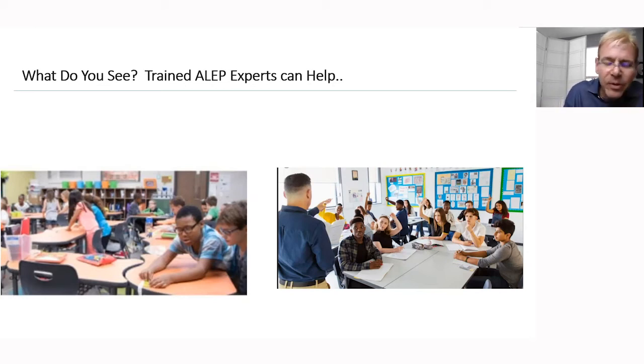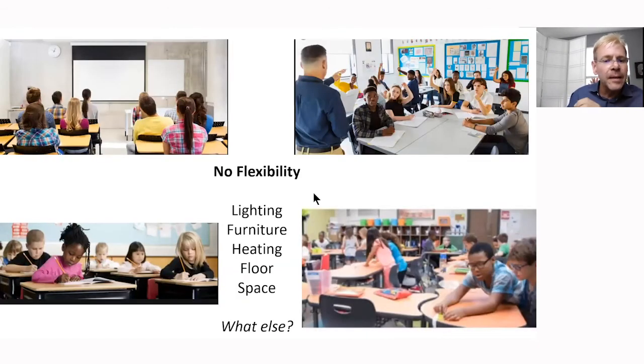So for instance, if you look at these two pictures, I might ask you, what do you see here? Well, you might say, the one on the right looks pretty modern, but also kind of standard. The one on the left, it looks like they have some funky desks at least. A trained, accredited learning environment planner is going to see things like, is there flexibility? Even over in that lower right-hand side, I don't see a lot of flexibility in seating. Looks like everyone has the same chair.